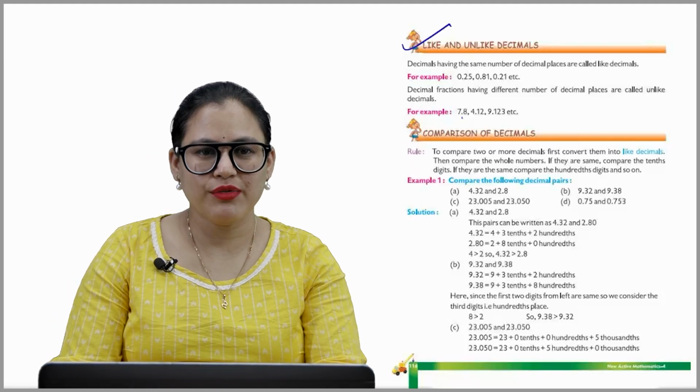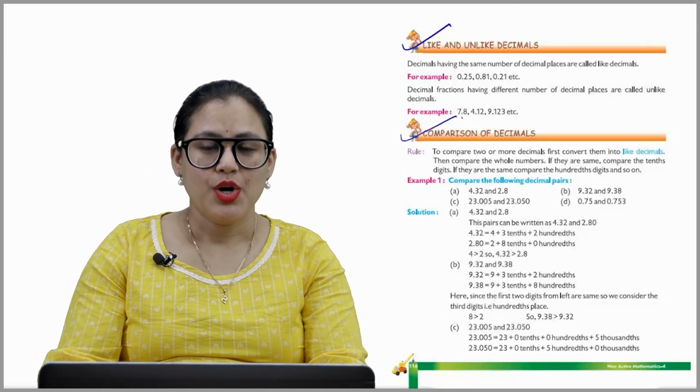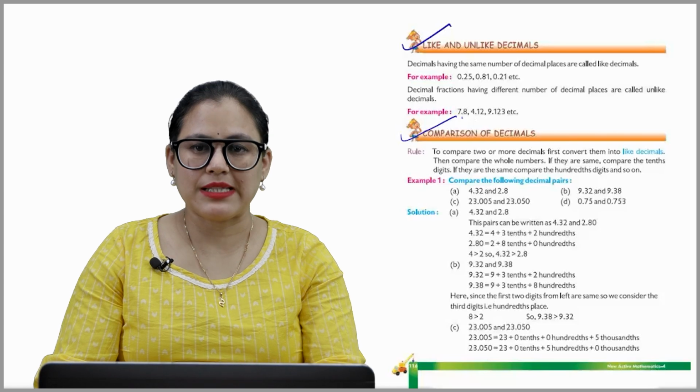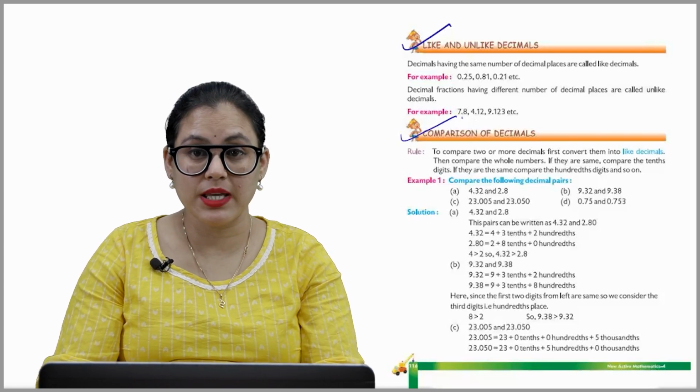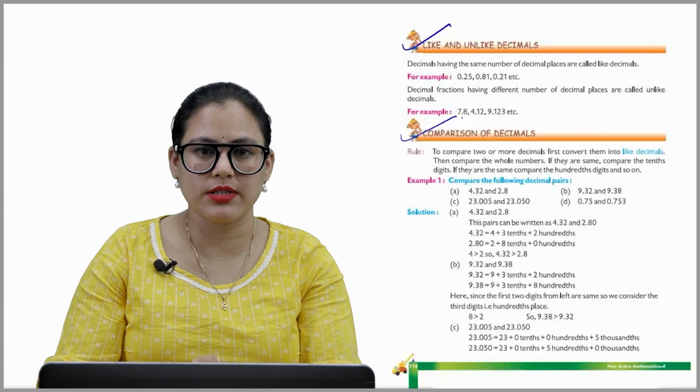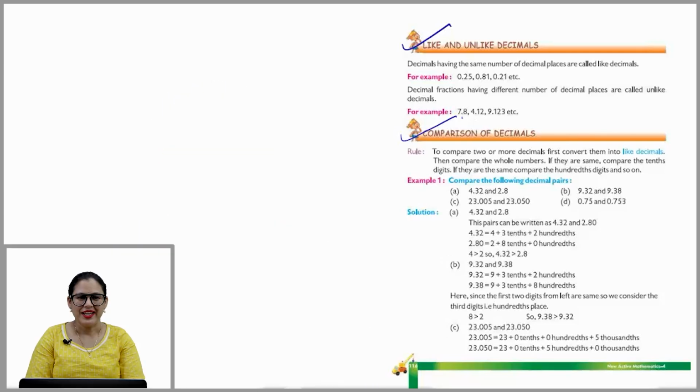Okay. Comparison of decimals. Rule: to compare 2 or more decimals, first convert them into like decimals, then compare the whole numbers. If they are the same, compare the tenths digit. If they are the same, compare the hundredths digit, and so on. Example 1, compare the following decimal pairs.